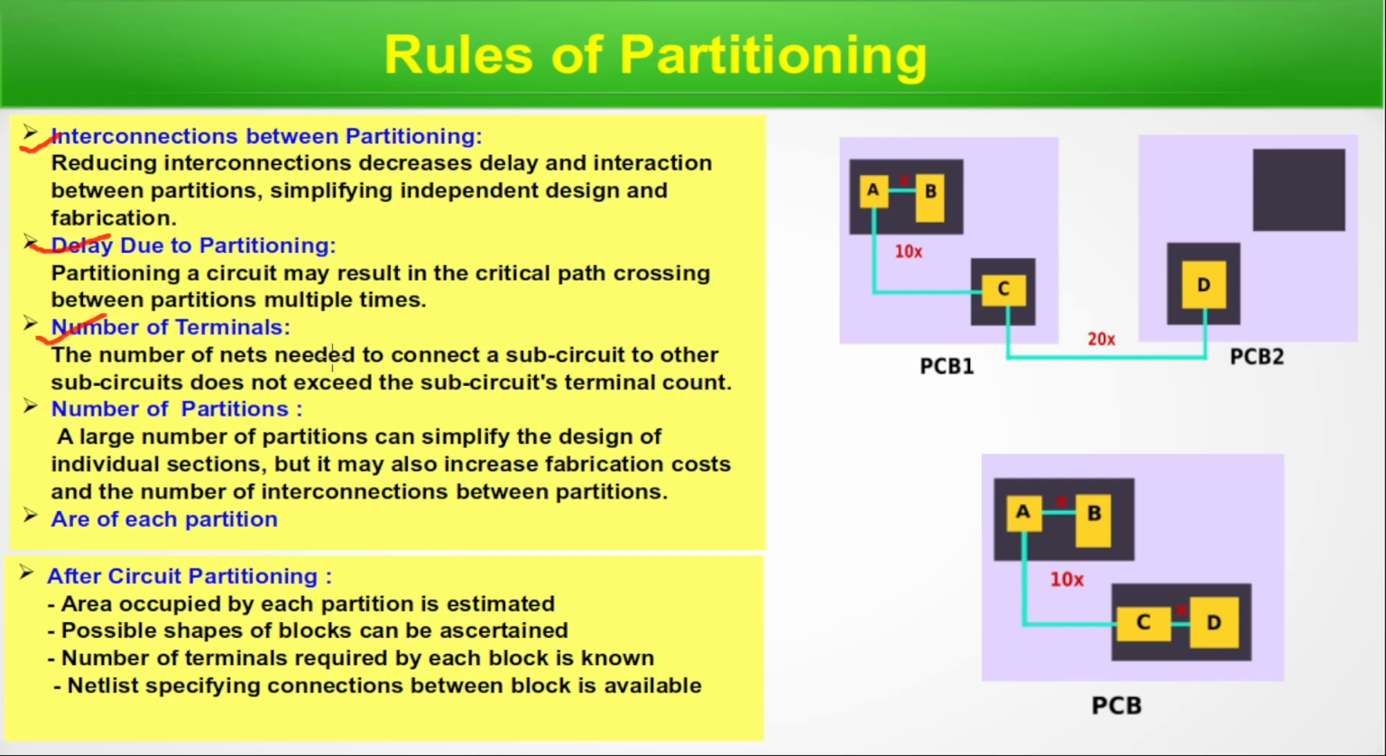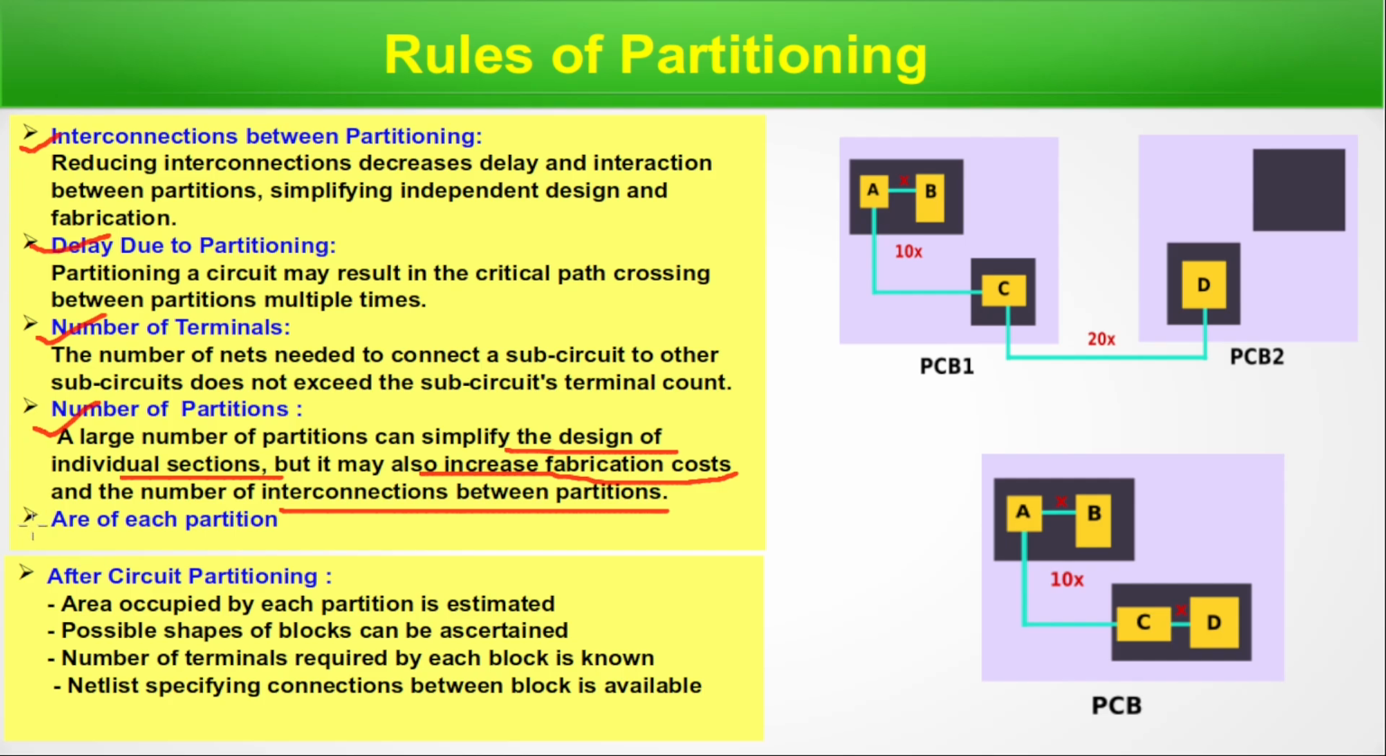Number of terminals: the number of nets needed to connect a subcircuit to other subcircuits does not exceed the subcircuit's terminal count. That's a constraint. Now, number of partitions: a large number of partitions can simplify the design of individual sections, but it may also increase fabrication cost and the number of interconnections between partitions.